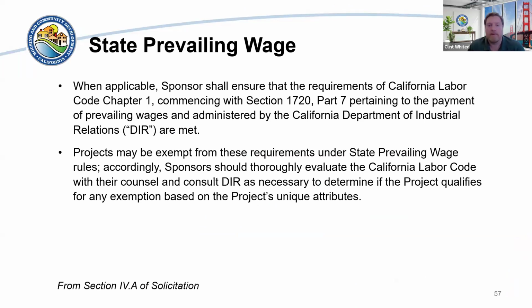When applicable, the sponsor shall ensure the requirements of the California Labor Code, Chapter 1, commencing with Section 1720, Part 7, pertaining to the payment of prevailing wages as administered by the California Department of Industrial Relations, DIR, are met. Projects may be exempt from these requirements under state prevailing wage rules. Accordingly, sponsors should thoroughly evaluate the California Labor Code with their counsel and consult DIR as necessary to determine if the project qualifies for any exemption based on the project's unique attributes as determined by the sponsor and their legal counsel.